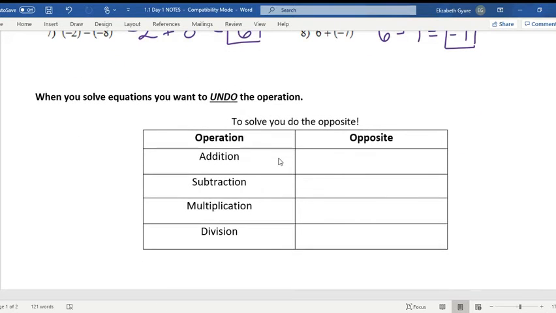Now, when you're solving an equation, you're trying to figure out what a variable stands for, okay? And when we do that, we want to use opposite operations. Do you guys remember ever talking about opposite operations? Like, what's the opposite of adding? Subtracting, okay? So when you solve equations, you want to undo the operation. You want to use the opposite. So Annalise just told us the opposite of addition is subtraction.